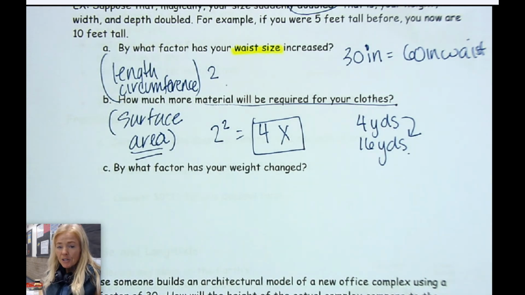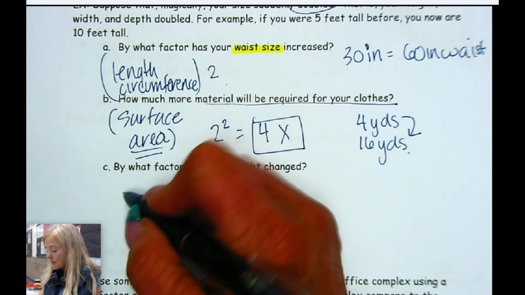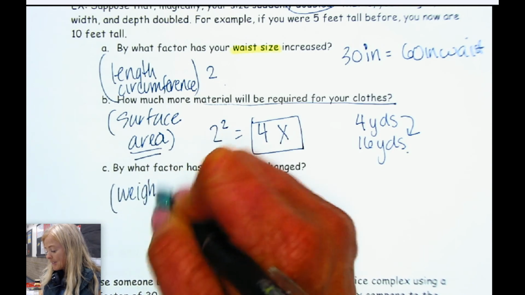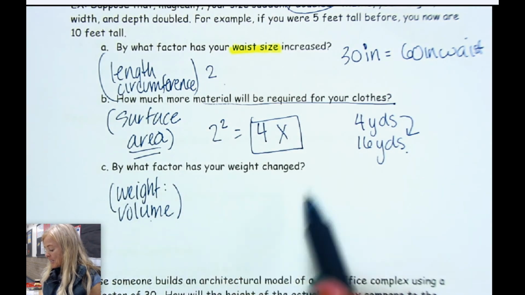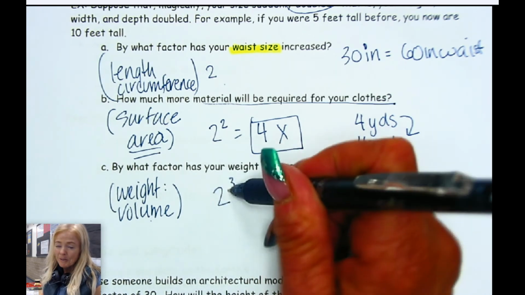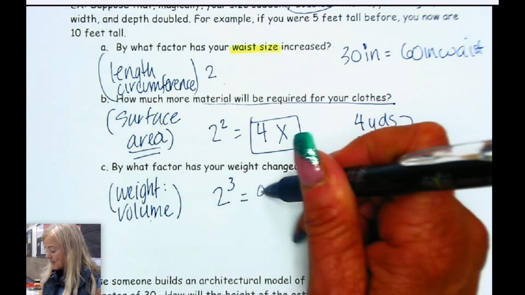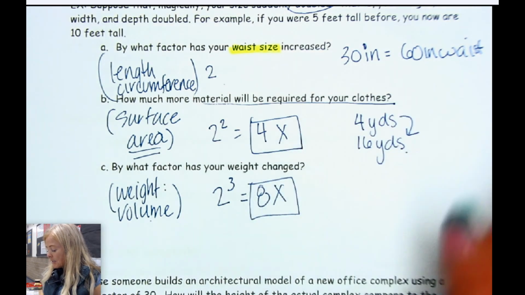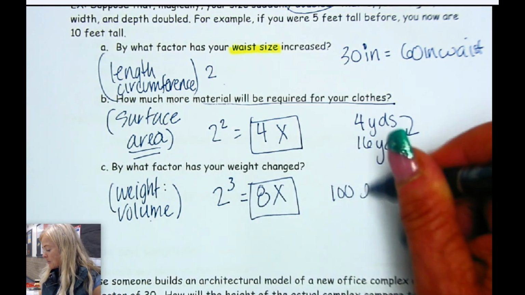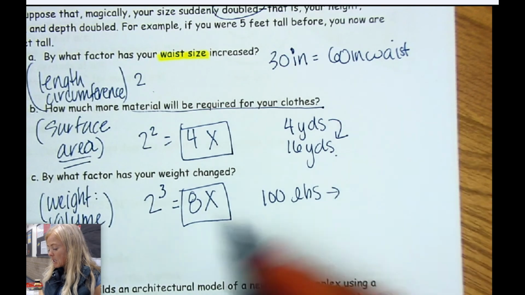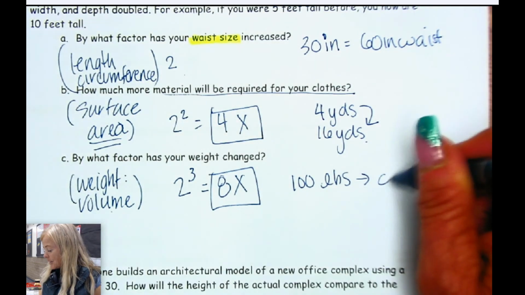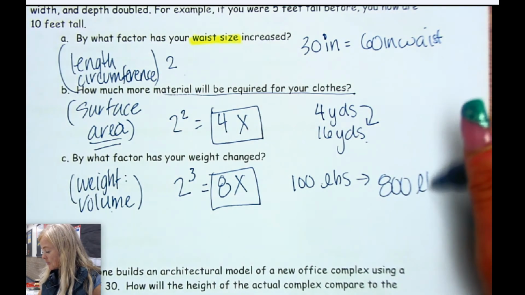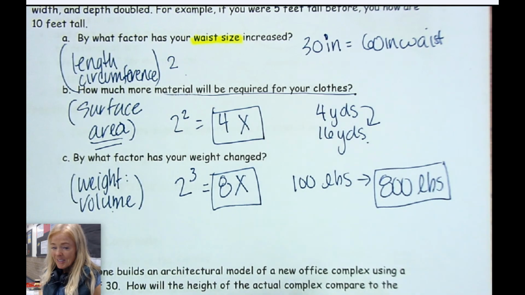Now, by what factor has your weight changed? Now, weight is going to be volume. I don't even want to know this. But your weight is volume. So it's going to be 2 cubed, or 8, right? 8 times. So if you weighed 100 pounds before, if you double in size, then you should weigh 800 pounds after you doubled in size. Crazy stuff there, huh? But it's true.